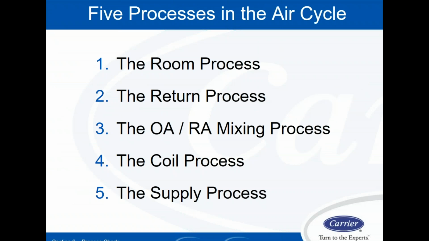So those 5 processes are the room process, cooling the room down, the return air being sucked back in the return duct and possibly being warmed up by the conditions of the return duct, the outside and return air mixing process, the air going through the cooling coil, including its bypass discussion, that process, and the supply process, which is the fan waste heat plus any duct gains. Those are my processes that I have.